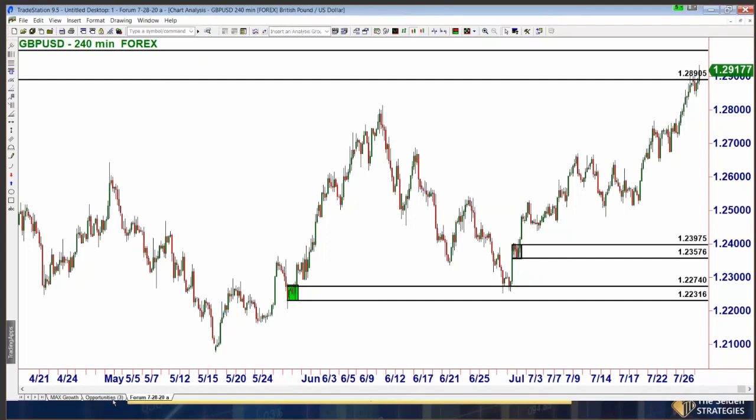Below that, at least the chart's not suggesting there's any significant demand until quite a bit lower. And that's the 4-hour chart of the pound that we're looking at. So now let's go to the 60.